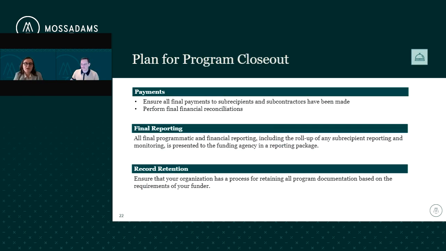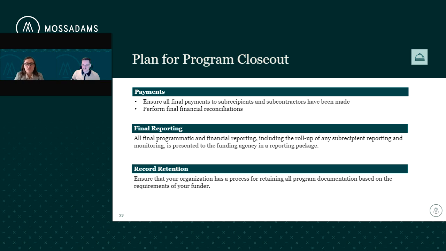Okay, and then planning for program closeout. You are nearing the end of your grant award agreement. So you'll want to ensure that all payments have been sent out to subrecipients and subcontractors. That includes performing final financial reconciliations before you are administering those payments. Subrecipients certainly rely on payments from their funders. We want to ensure that everyone is paid out accurately and timely.